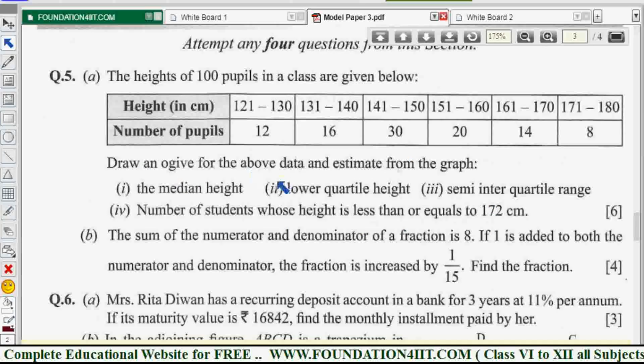For the less-than cumulative frequency, we'll make the table and find it. If you observe the data, this is an inclusive case: 121 to 130, heights in centimeters, then 131 to 140, 141 to 150. We should convert these into exclusive class intervals and then find the table. Okay, let me take the table first.